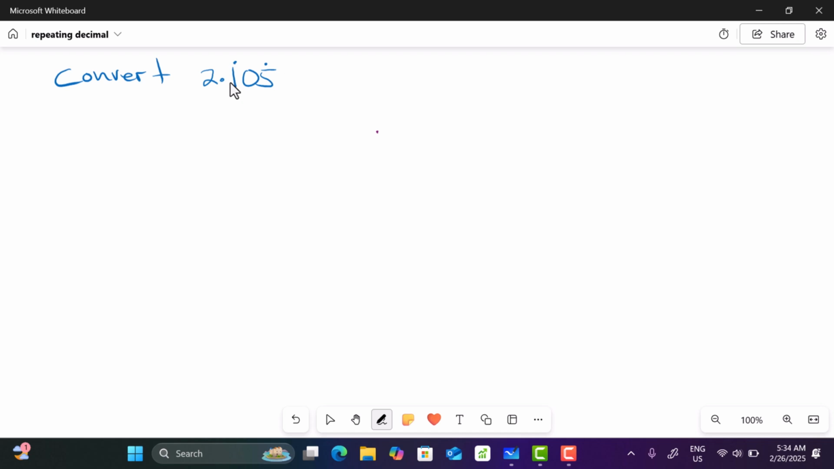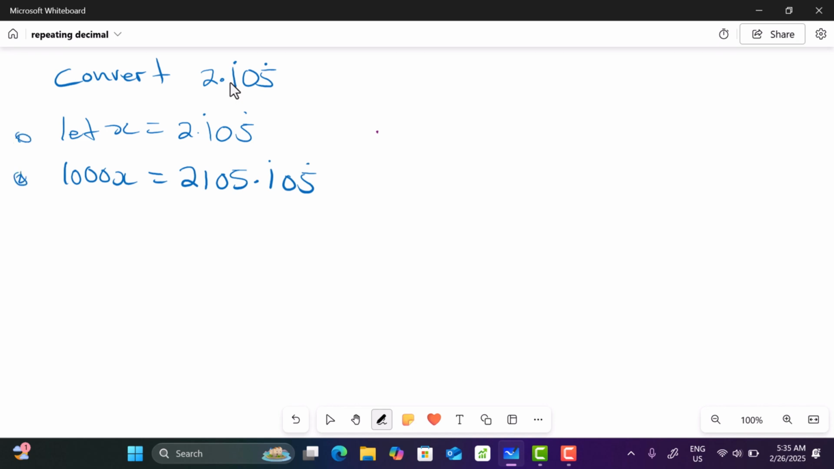And as you can see, 3 decimals are repeating. So let x equal 2.105 repeating. Since 3 decimals are repeating, we multiply both sides by 1,000. So we get 1,000x equals 2105.105 repeating decimal. So this is our equation 2, and x is equation 1.